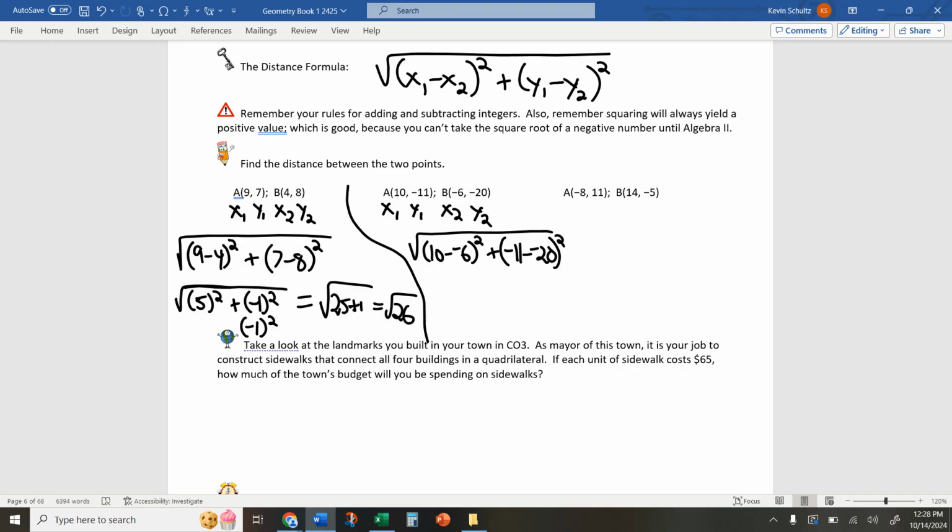And now we start to simplify. 10 minus negative 6 is positive 16. That gets squared. Negative 11 plus 20 is positive 9, which gets squared, which gives us the root of 256, which is 16 squared, plus 81, or the square root of 337.